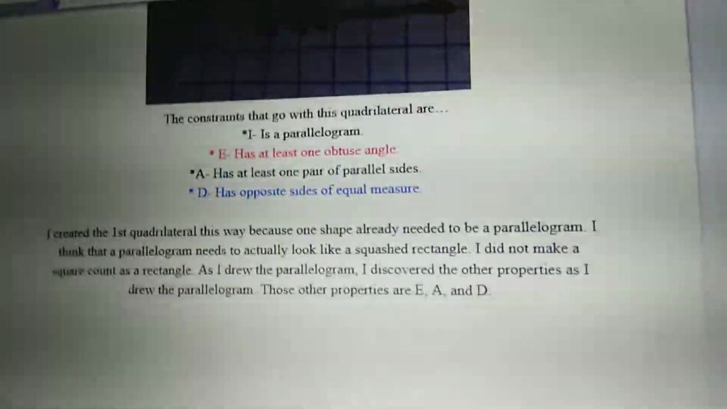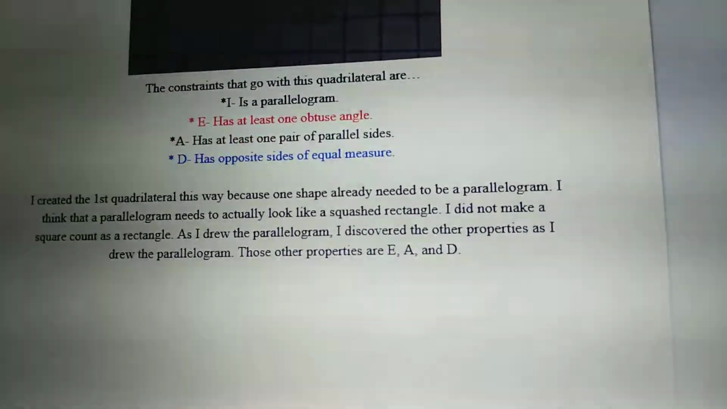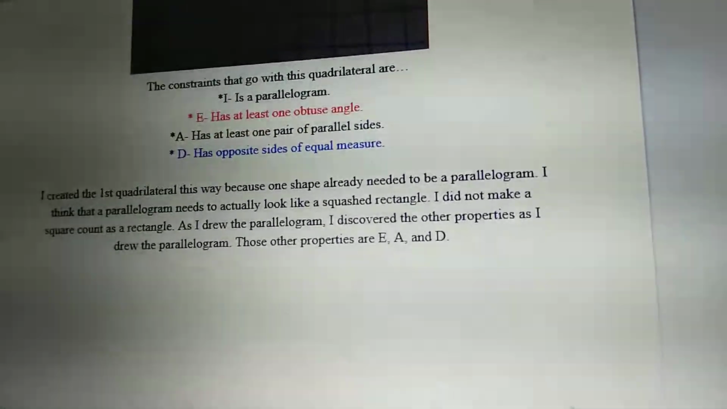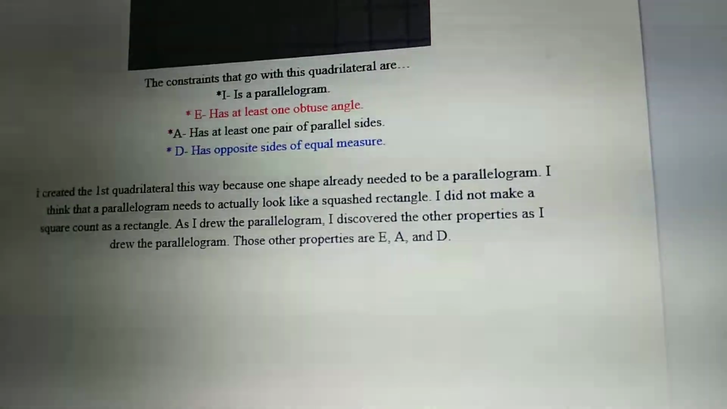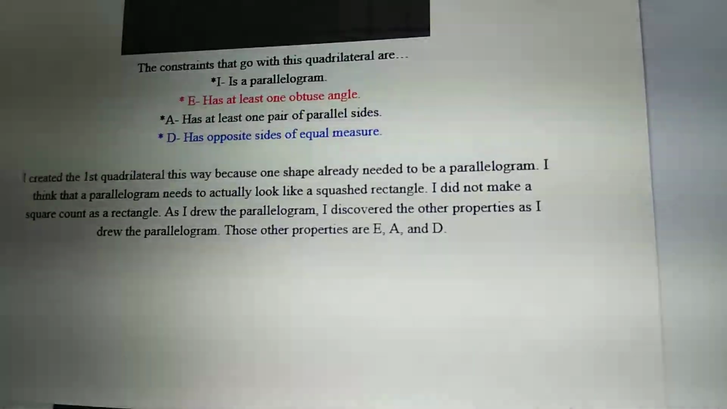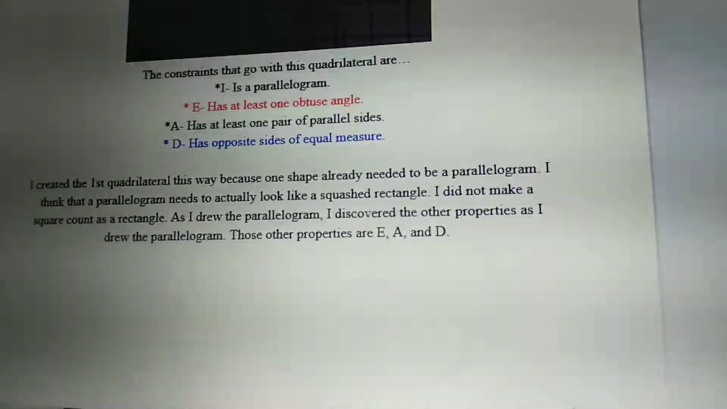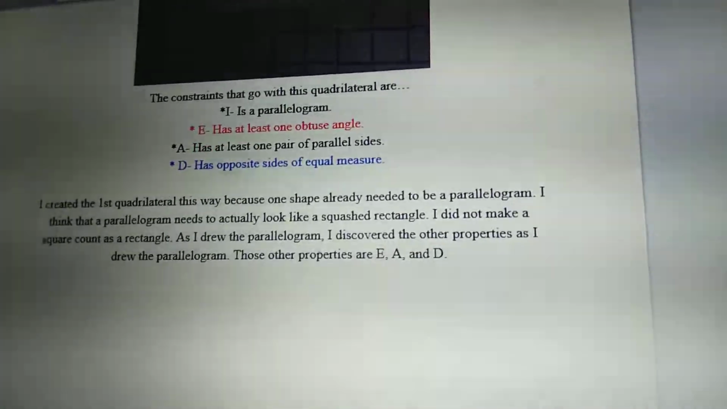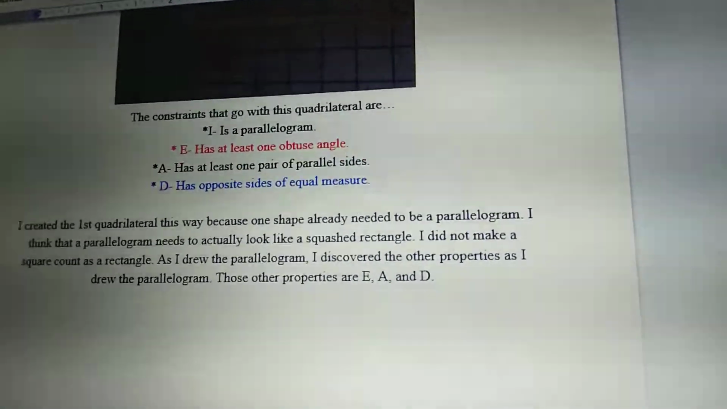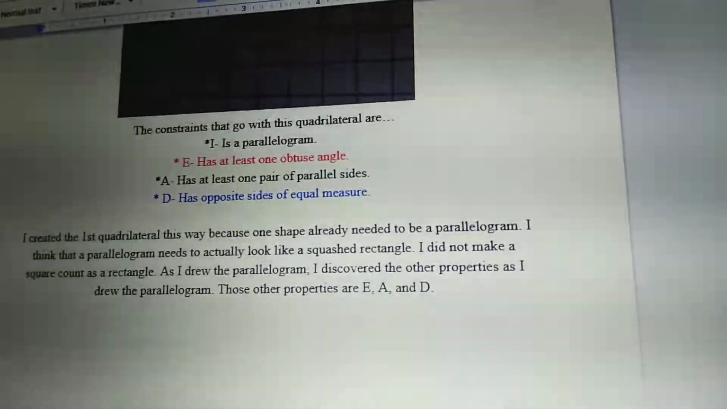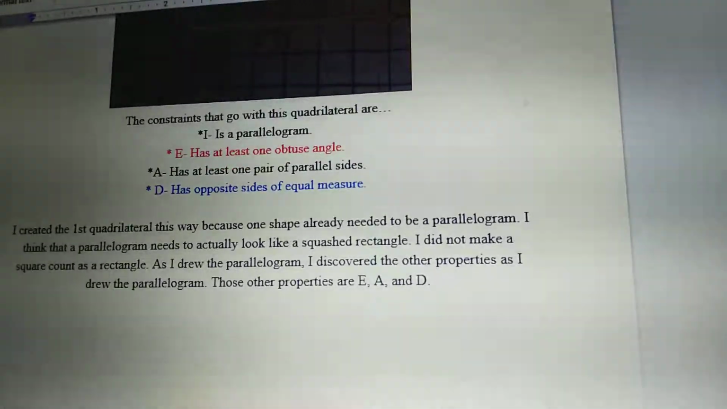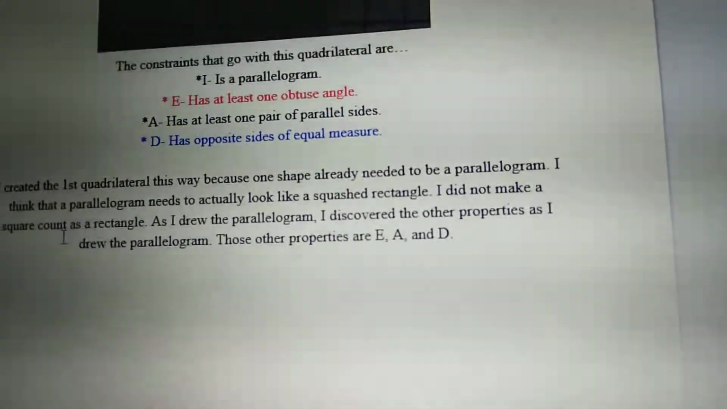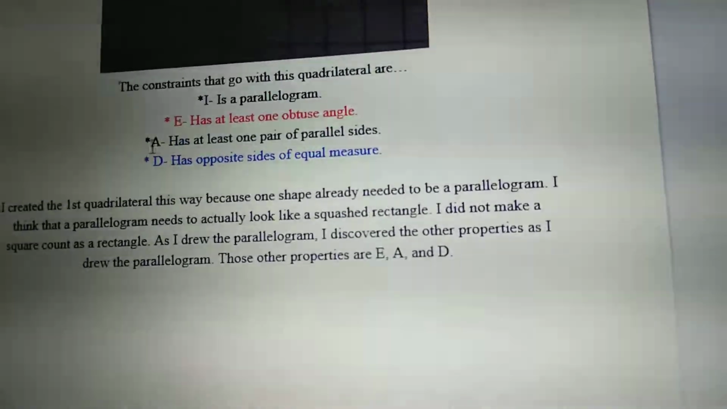I created my first quadrilateral as a parallelogram because already one shape needed to be a parallelogram. And I actually thought that a parallelogram needs to look like a squashed rectangle, and a square does not count as a rectangle. And as I drew the parallelogram, I also found the other properties, or the constraints, after drawing it basically. And those other properties are properties E, A, and D.